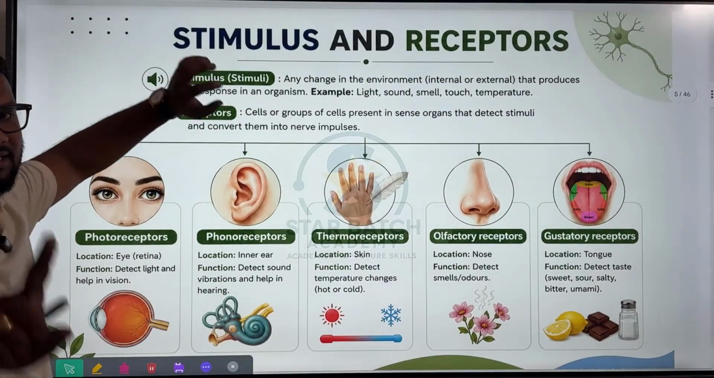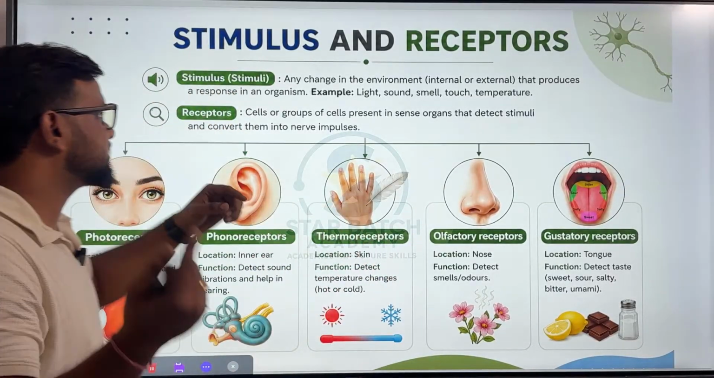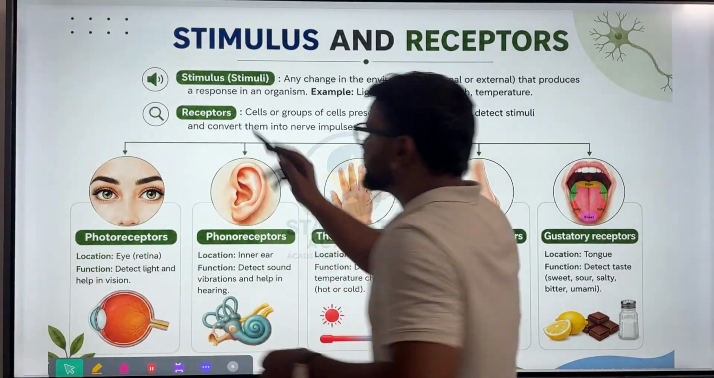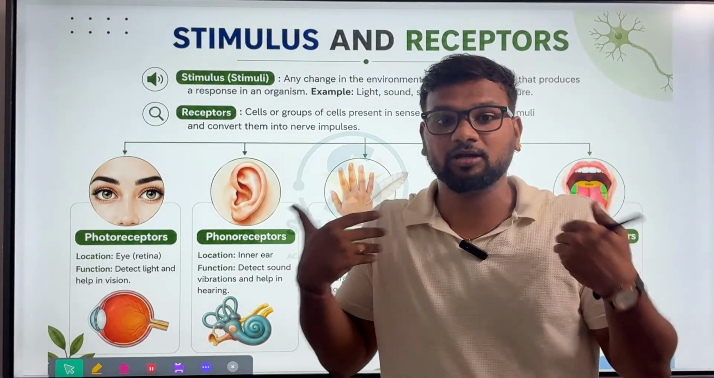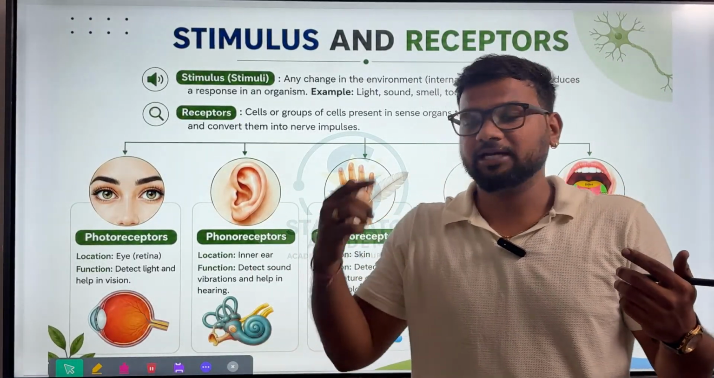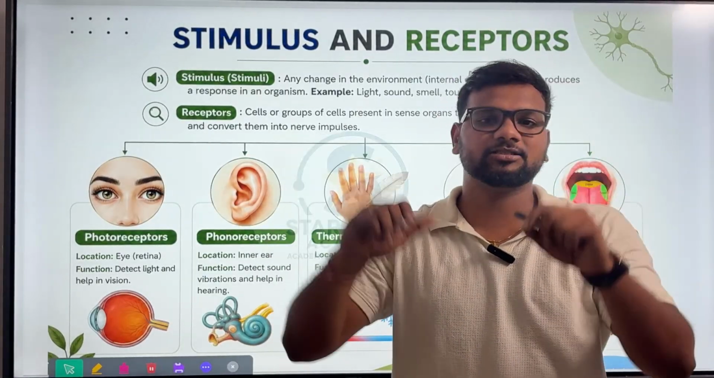Stimulus, remember guys, stimulus is nothing but any change in the environment or surroundings that produces a response in the organism. I actually get a response to any sound, light and smell.